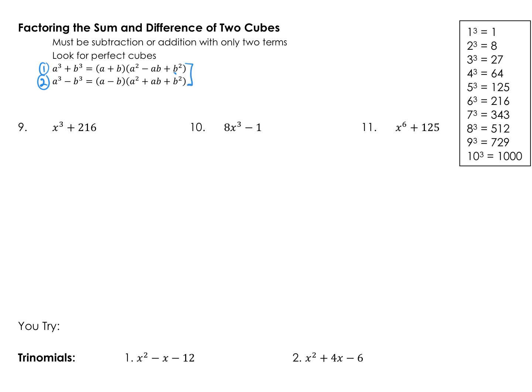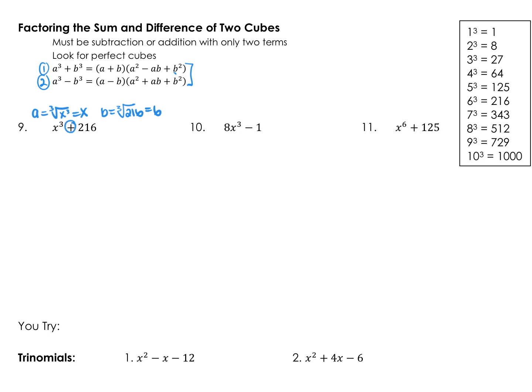To figure out A, you're going to do the cube root of the first term. So the cube root of x cubed will just be x, because those will cancel. And then to find B, you do the cube root of the second term. So 216, type that into your calculator and you'll get 6, or you can use the chart over there.